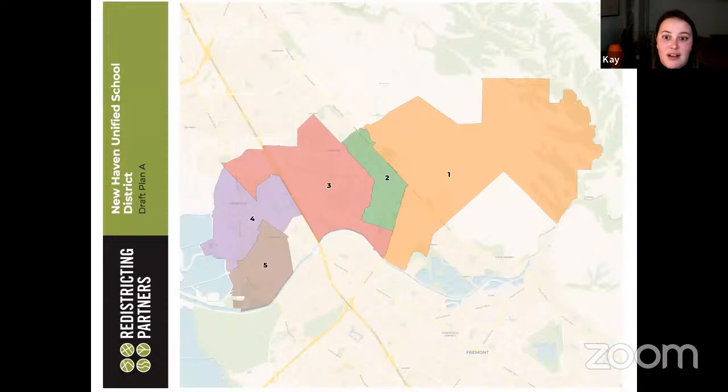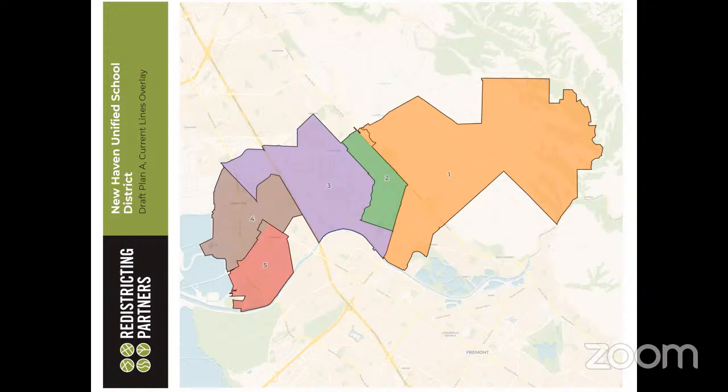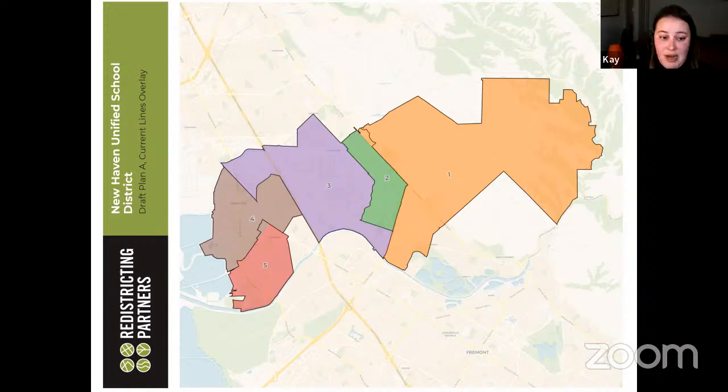So first we have draft Plan A. We have a couple changes here, 2 changes in districts 1, 2, 4, and 5. Here we have our current lines overlay, and the black outline is the proposed draft map A, while the colors are our current lines. As you can see in that northern area in districts 1 and 2, a bit of 1 has gone into 2 to equal population there. And then over in 4 and 5, we've taken a bit of 4 into 5 to further equalize population.